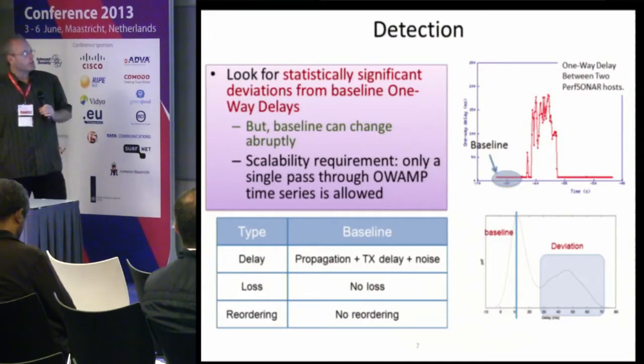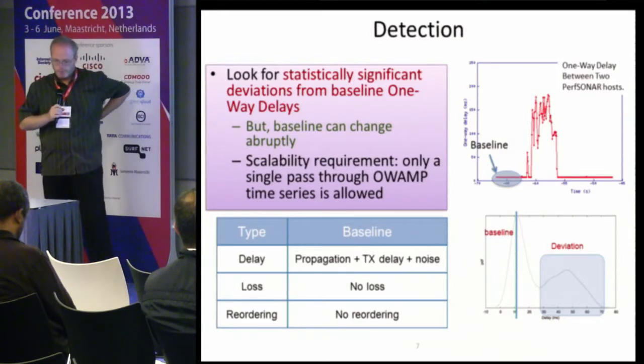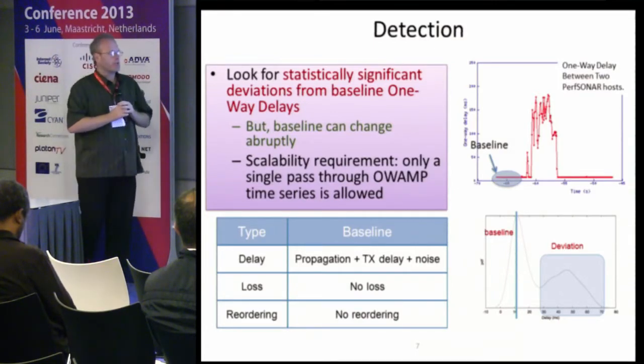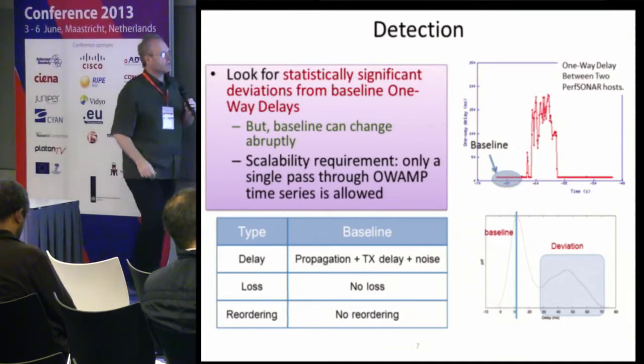So, getting back to the point. When we're talking about detecting a network problem, what we're trying to do is, first of all, set a baseline and then look for deviations from that baseline. You can see a good example here.